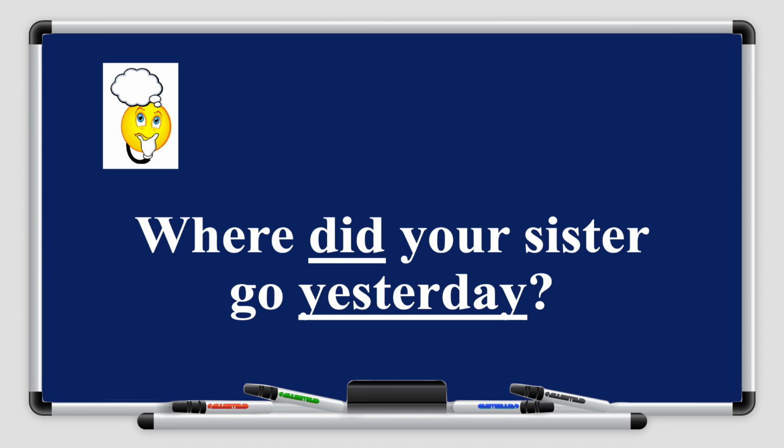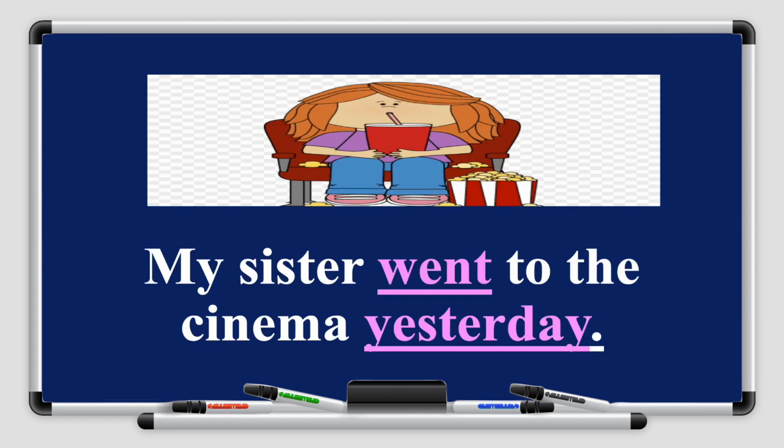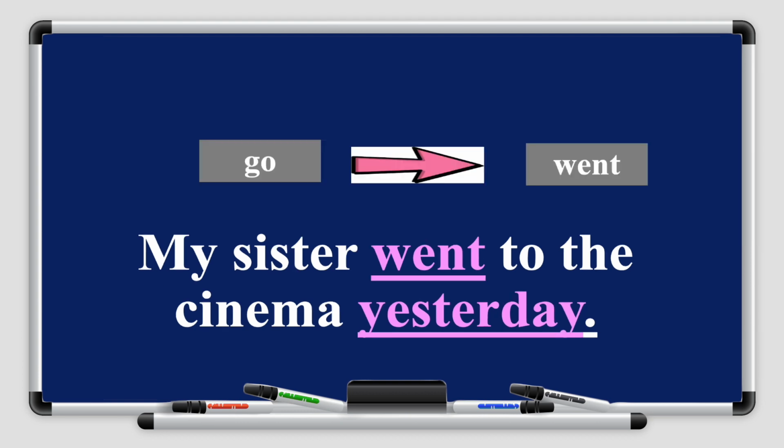Where did your sister go yesterday? It's a question in the past simple tense. We have yesterday to indicate the past, and as you can see, after the WH word, we used did. My sister went to the cinema yesterday. The verb here is went, and it's in the past simple tense. The root form of the verb is go. Here we have the key word yesterday, indicating the past. And that's why we used went and we did not use go.